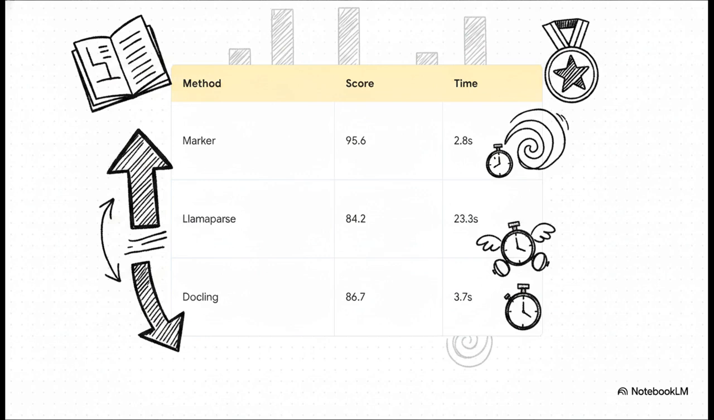Look at LlamaParse. It scores an 84.24 on the heuristic benchmark, and it takes a pretty sluggish 23.3 seconds per page on average. But Marker, it hits an unbelievable 95.67 and blasts through it in just 2.8 seconds per 100 pages. It also easily beats MathPix and even Docling, which is another really great open source tool, in both accuracy and speed. So Marker isn't just some nice free alternative. According to the actual numbers, it's literally the superior tool.